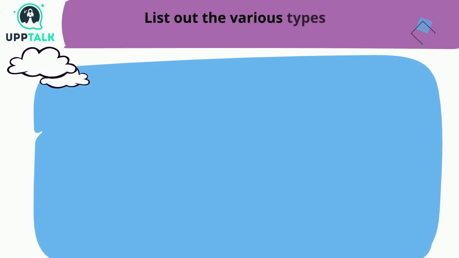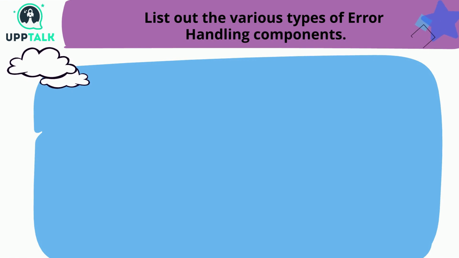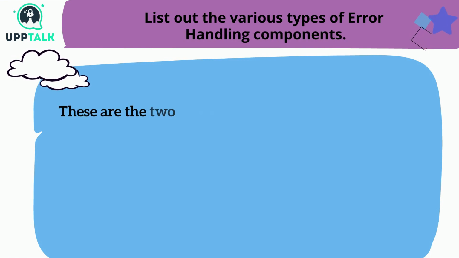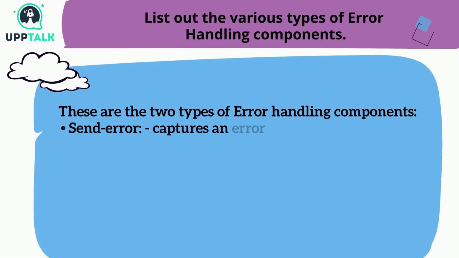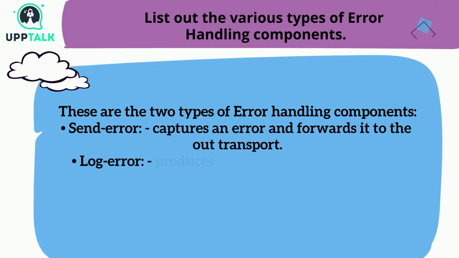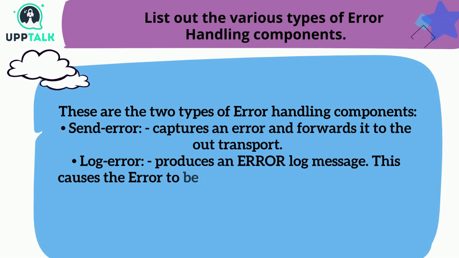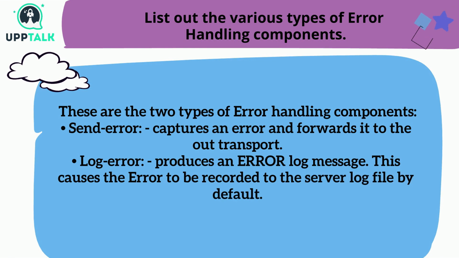List out the various types of error handling components. These are the two types of error handling components. Send error captures an error and forwards it to the out transport. Log error produces an error log message. This causes the error to be recorded to the server log file by default.